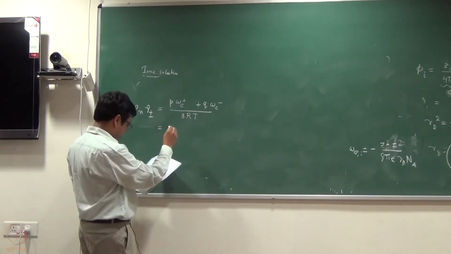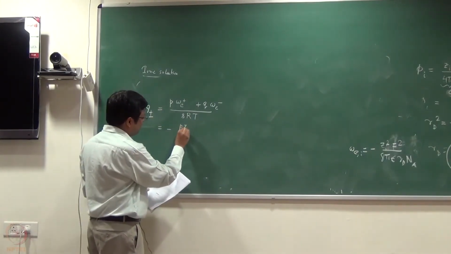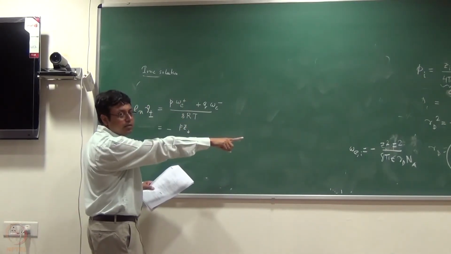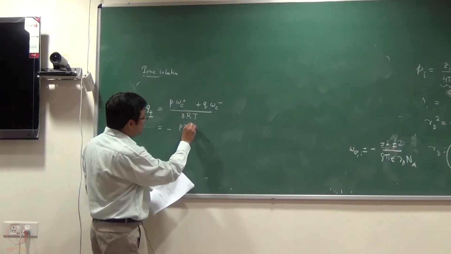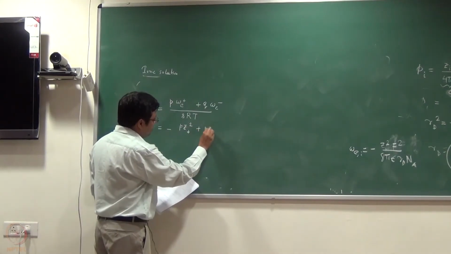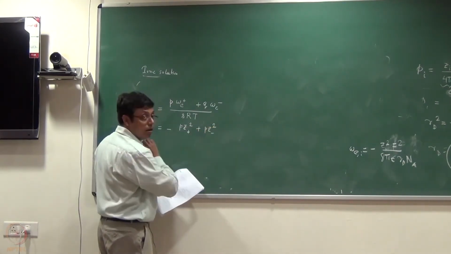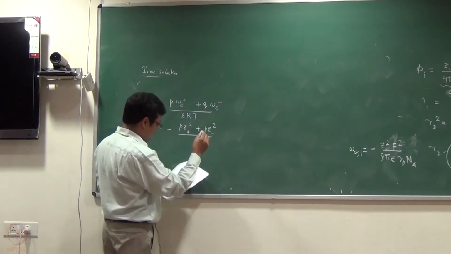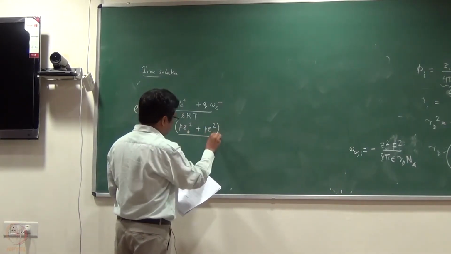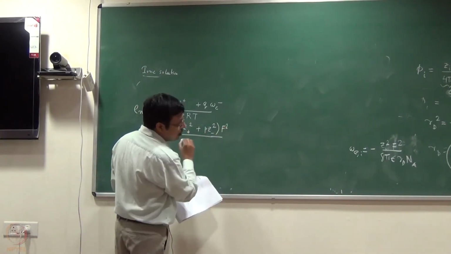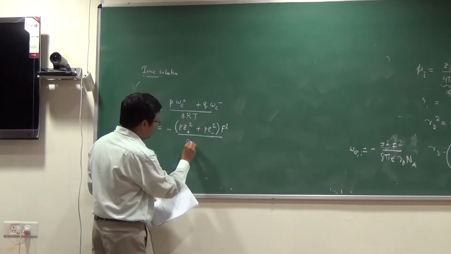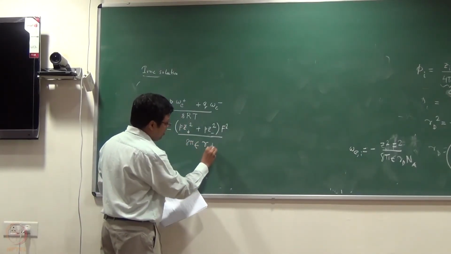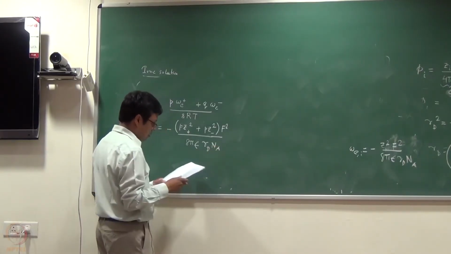Let us just write it. For i plus, I will write Z plus. P Z plus square plus Q Z minus square, divided by, I will have F square, I will just write together. And then what I have is 8 pi epsilon RT into N.